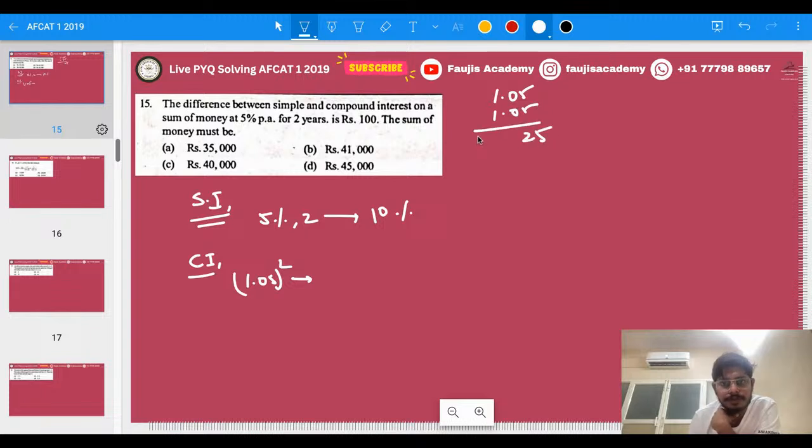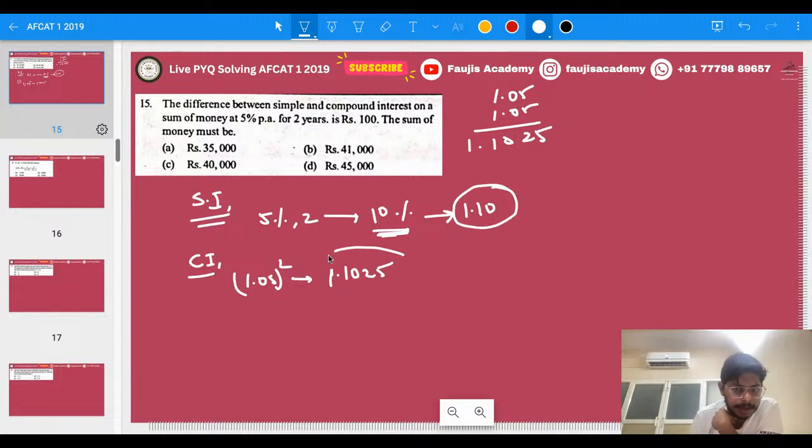25, and 10 and 1. That means 1.1025. If 10% is your simple interest, then the amount will become 1.10, isn't it? By going through simple interest, and this is the amount by going through compound interest, isn't it? The difference between these two numbers is 0.0025.